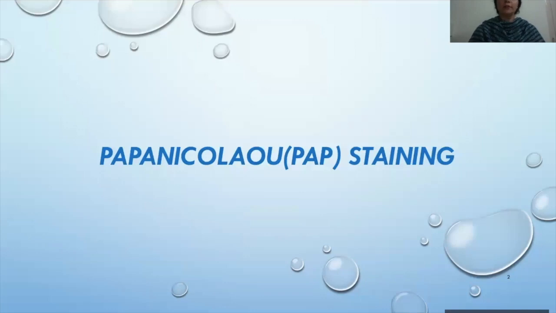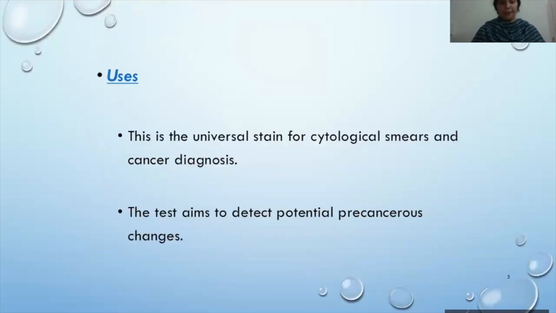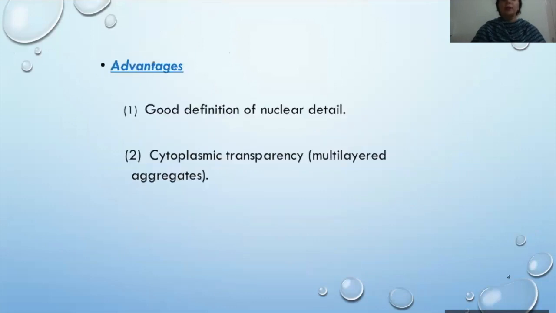Now, after we have fixed the slide, we will go for the Papanicolaou or pap stain. Basically, this stain is a universal stain which is used for the cytological smears in cancer diagnosis, and it aims to detect potential precancerous changes. The advantages of this pap stain are that it gives a very good definition of the nuclear details, and for the cytoplasmic details, even if there is multi-layering, the aggregates can be seen because of the transparency.